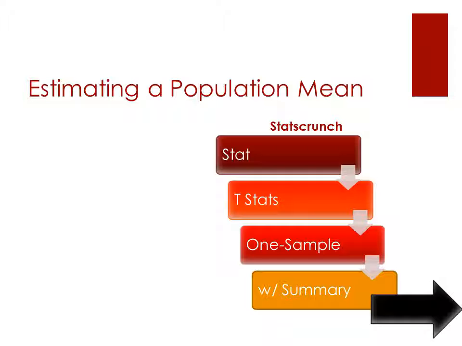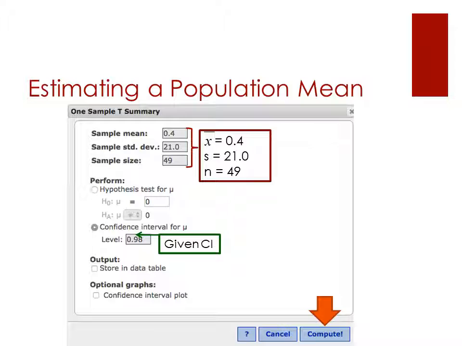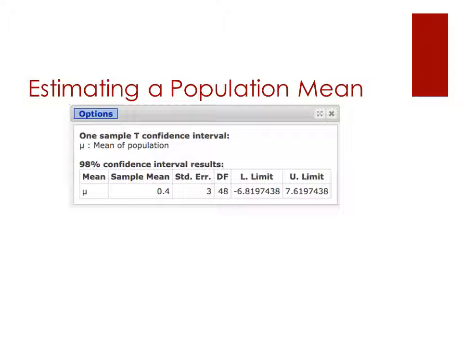If you go through those steps and open it up, you should get a dialog box similar to this one here. You can see I've already entered in the variables we're going to be working with: our sample mean of 0.4, our sample standard deviation of 21, and our sample size of 49. Now, make sure you come down and select the option for the confidence interval for mu. That's what we're solving for here. Here you can see that we're given the confidence level of 98, so I've entered that in as 0.98. Once you have this information entered into your StatCrunch summary, hit compute, and you should get an output that looks like this.